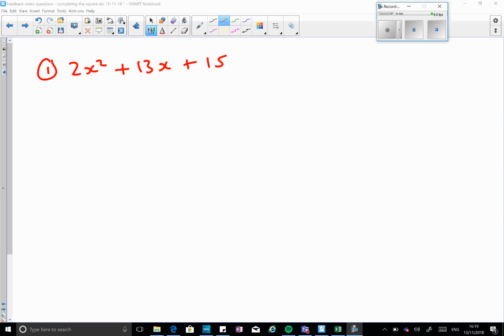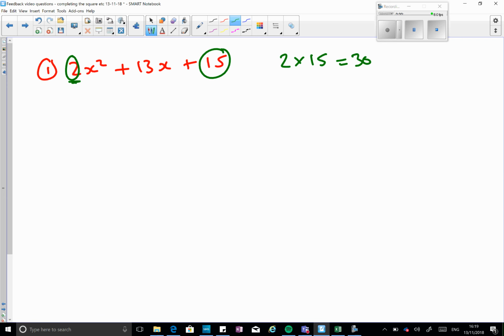The purpose of this video is to help you to factorize quadratic expressions when the coefficient of x squared, that's this number, is not 1. So just to remind you of the method that we used in lesson, we said that we would multiply this number by this number. So 2 times 15 equals 30.